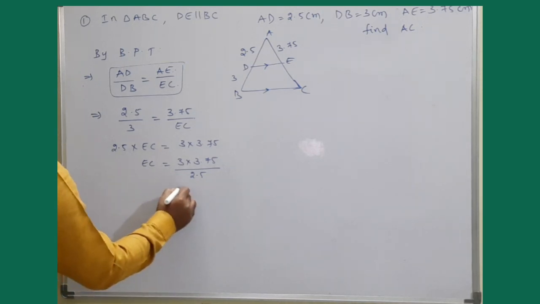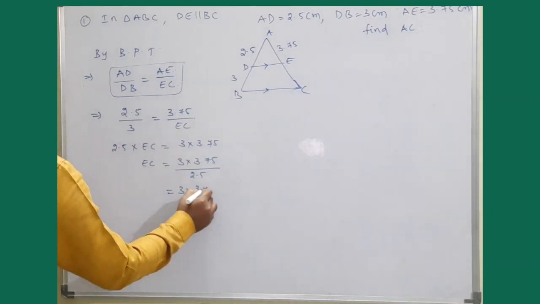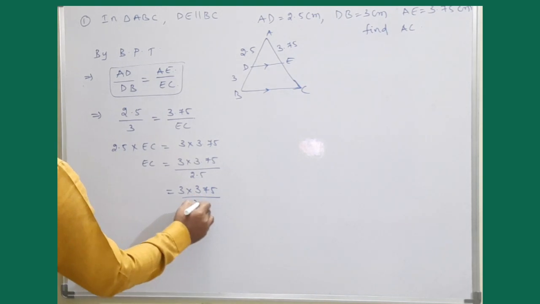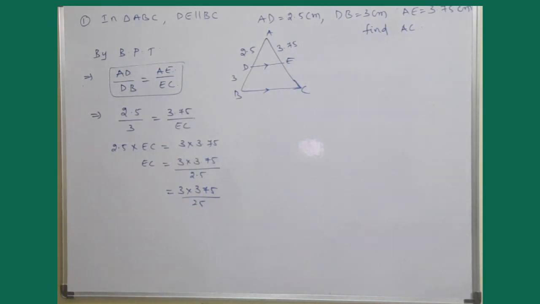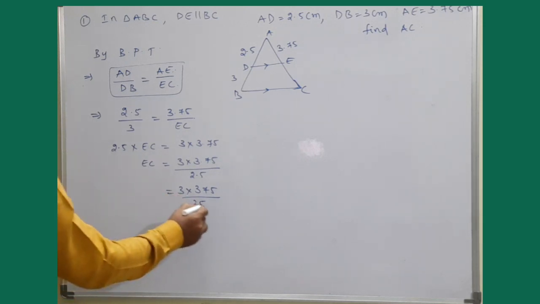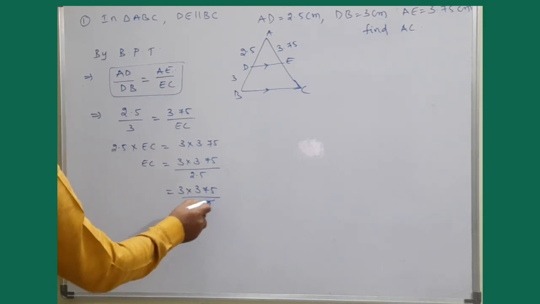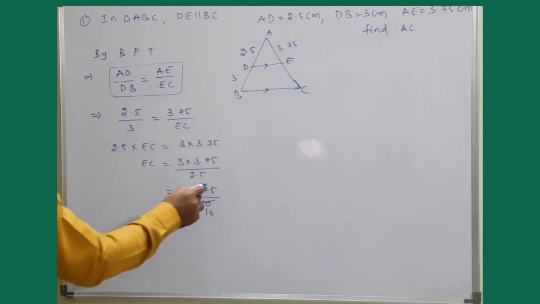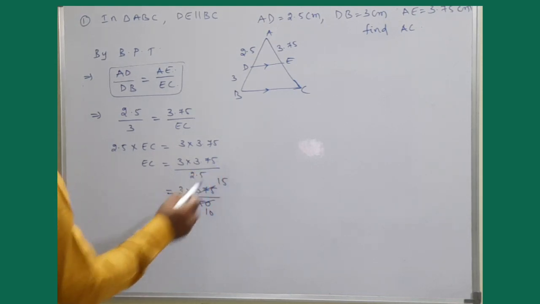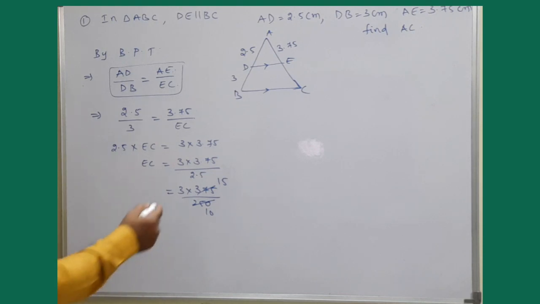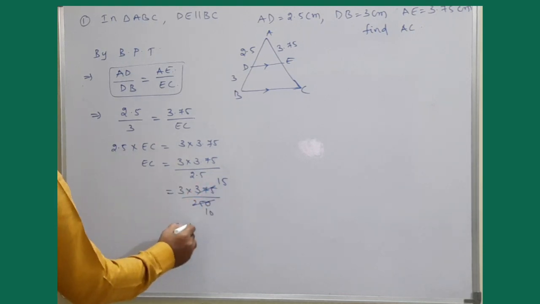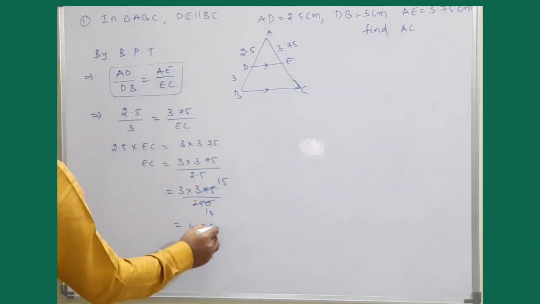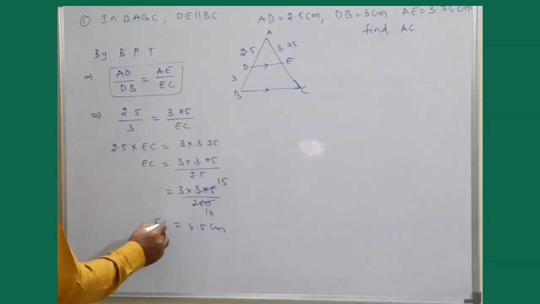See, easily you can calculate. This is 375 by 250, no? 250. So 25s are 10 times, whereas here for 15 times. So 45 by 10, which is 4.5 centimeters, which is EC length.